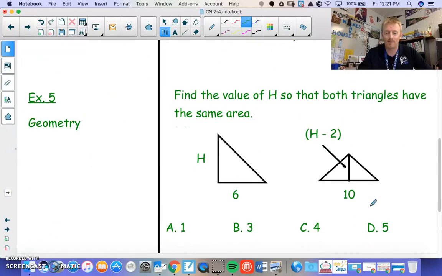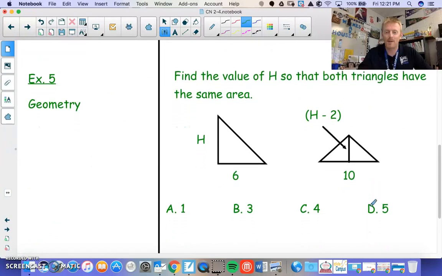Now this is the one and only problem that I'm not going to share with you. I'm going to ask that you do this one on your own. It says find the value of h so that both triangles have the same area. Remember that the formula for a triangle, area is equal to 1/2 of the base times the height. So plug this stuff into there and plug this stuff into there and set them equal to each other to figure out if A, B, C, or D is your answer. And then we'll talk about the reasons why the answer is what it is tomorrow.